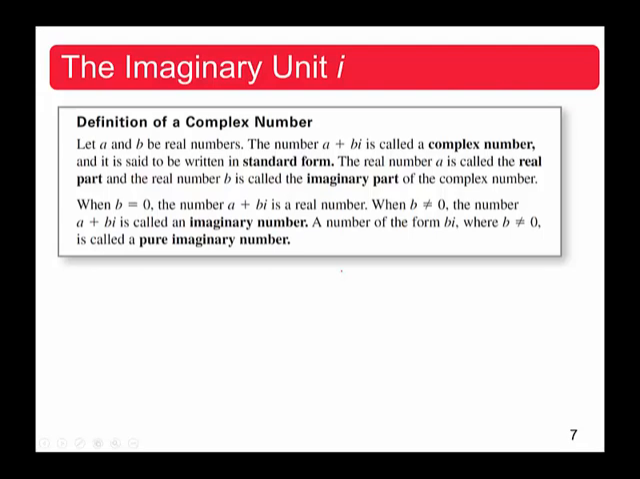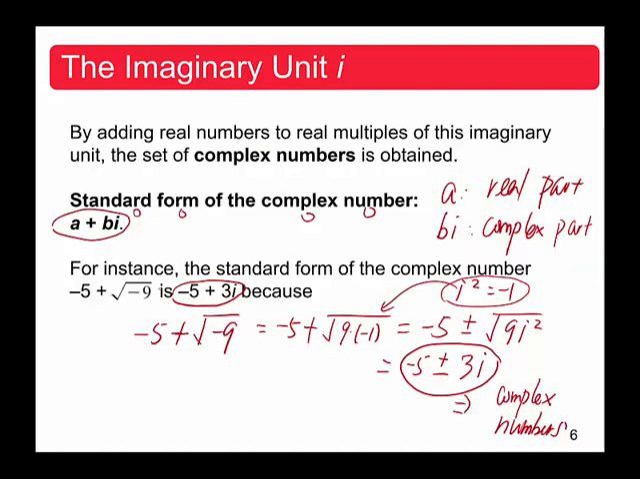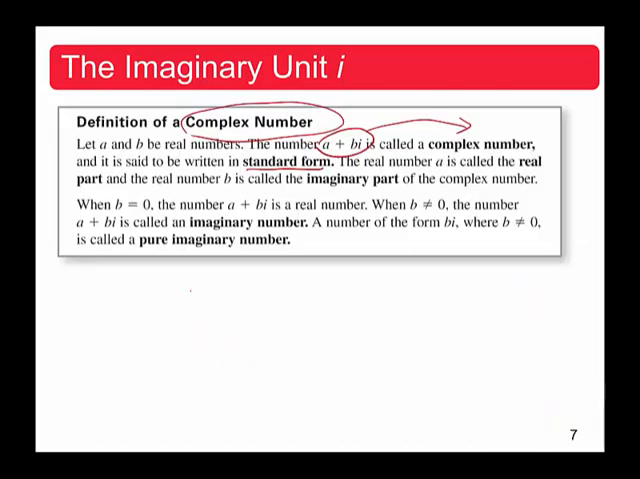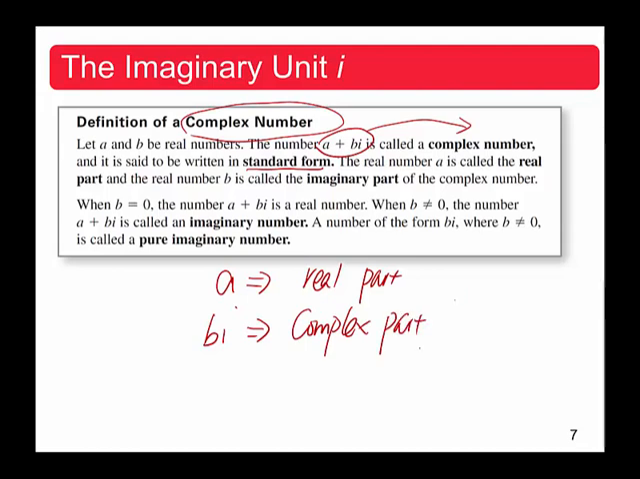Now definition of a complex number. So a typical complex number has two parts. a plus bi is what we call a complex number. And this is a standard form of a complex number. And then a is what we call the real part. a is the real part. And then bi, that's a complex part. Or you can also call that imaginary part. Similar term.